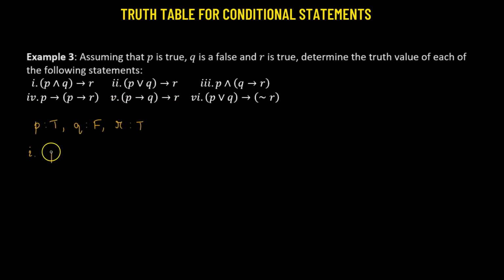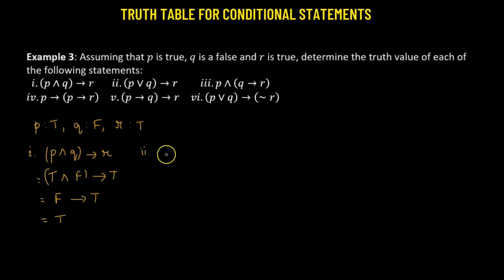So here we have the conjunction P and Q. So if P and Q, then R. We'll use the truth values now. If true and false, then true. True and false. So we have a conjunction here. So the conjunction between true and false values will give us a false. So if false, then true. And we know that for this conditional statement, the truth value is always going to be true. Let's move on to the second problem.